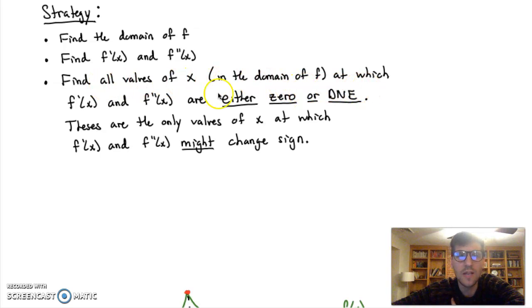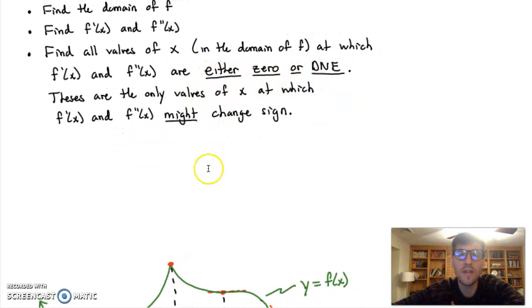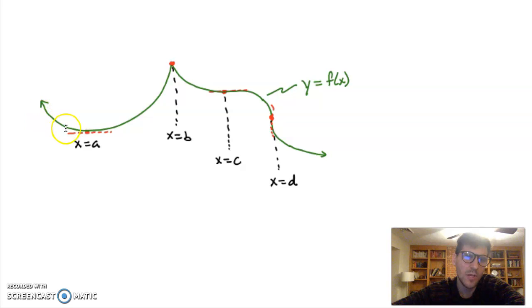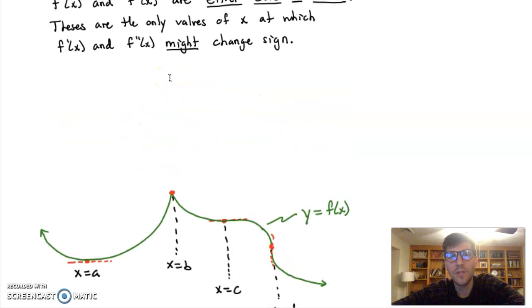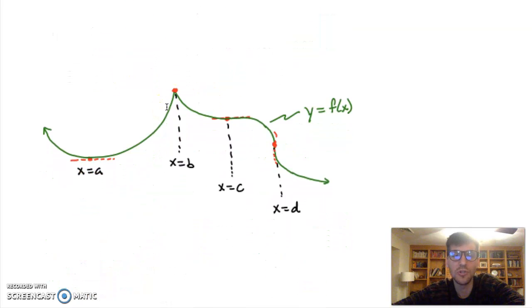Find all the values of x at which f prime of x and f double prime of x are either 0 or do not exist. Those are the only values of x at which the first derivative or the second derivative might change sign. Only at 0 or does not exist. And let me show you why visually. Well, here, look, the first derivative is 0. It flattens out. And there it changes from decreasing to increasing. So one thing I remember being confused about, it doesn't necessarily mean that at 0 or does not exist that you'll have these things, but those are the spots we should check.